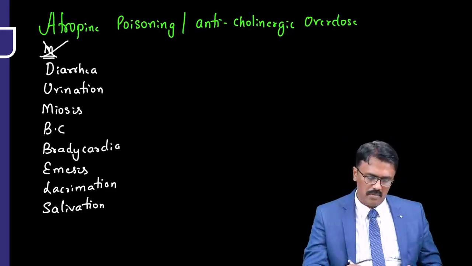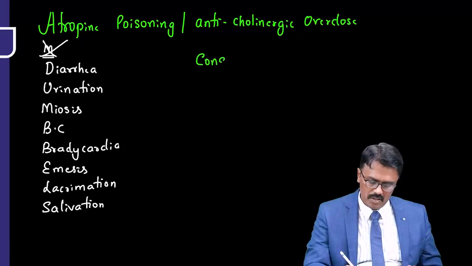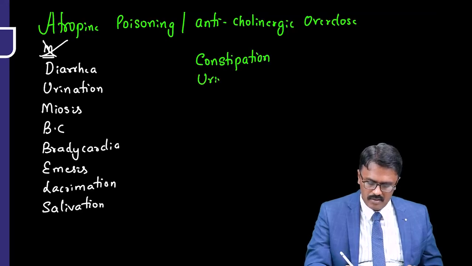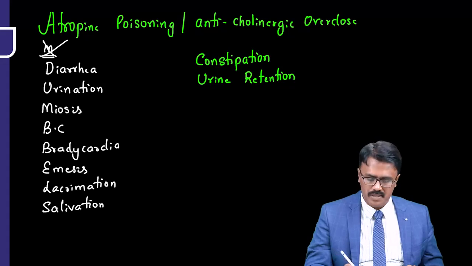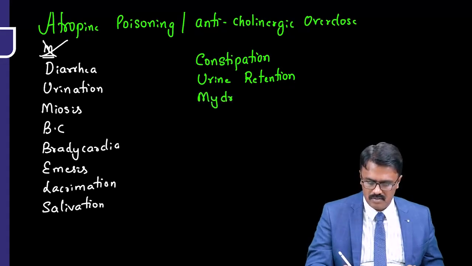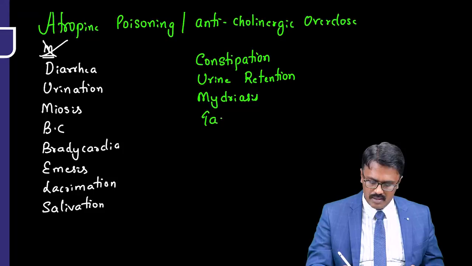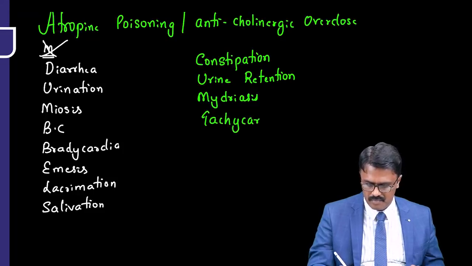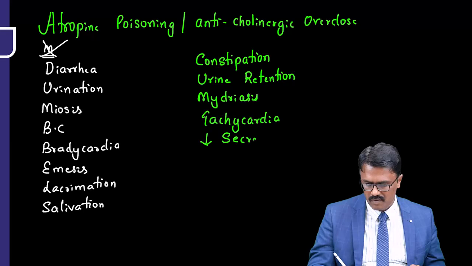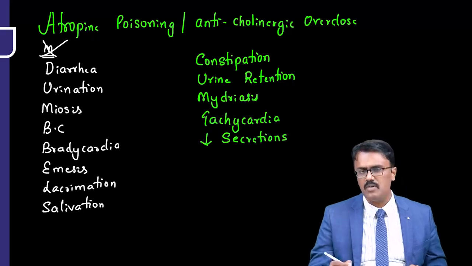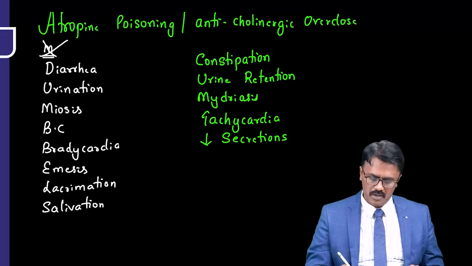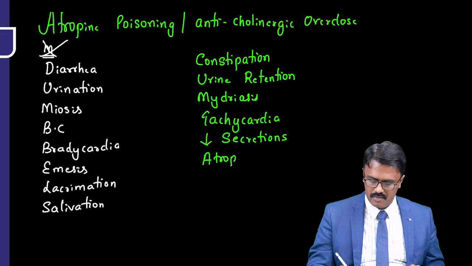So in atropine poisoning, what you see, the patient complains of constipation, urine gets retained, urine retention. So patient will present with mydriasis, and they can cause bronchodilation and they can cause tachycardia. Patient will have decrease in secretions. He will have decrease in secretion. And what about sweating? Atropine causes atropine fever.